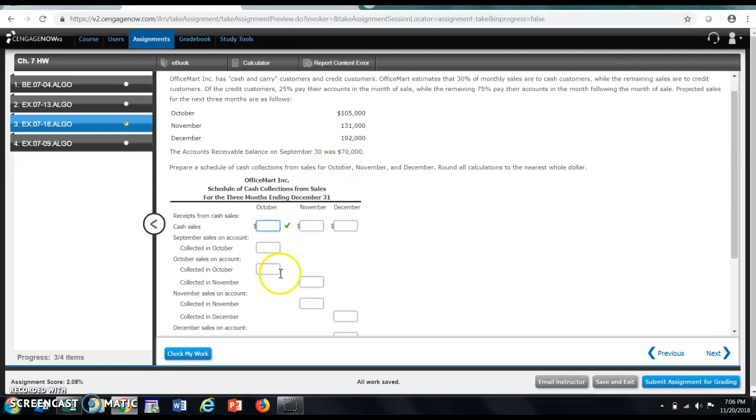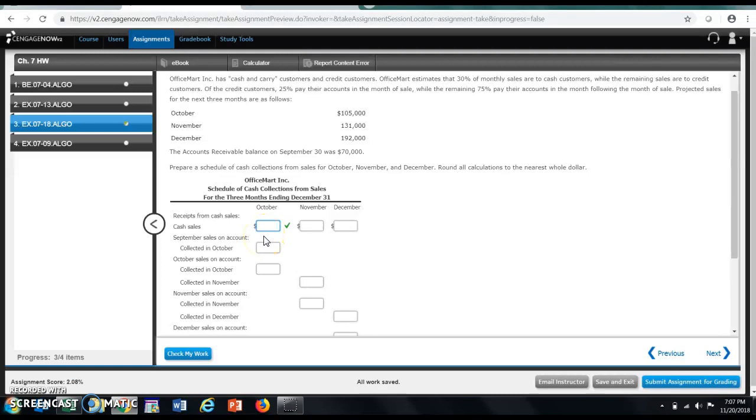Okay, so they want us to prepare a schedule for the 3 months so that we know as a business how much cash we expect to have on hand, physical cash. With that, we will be making purchasing decisions. And we can plan a little better knowing how much cash we expect to have on hand. So let's begin this. Our first line here is receipts from cash sales.